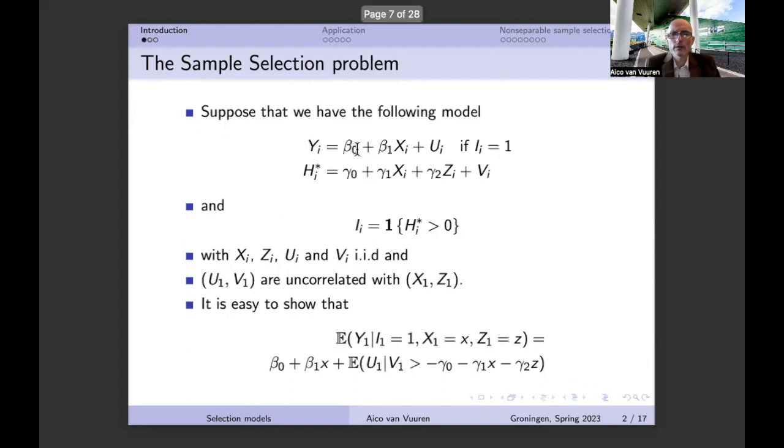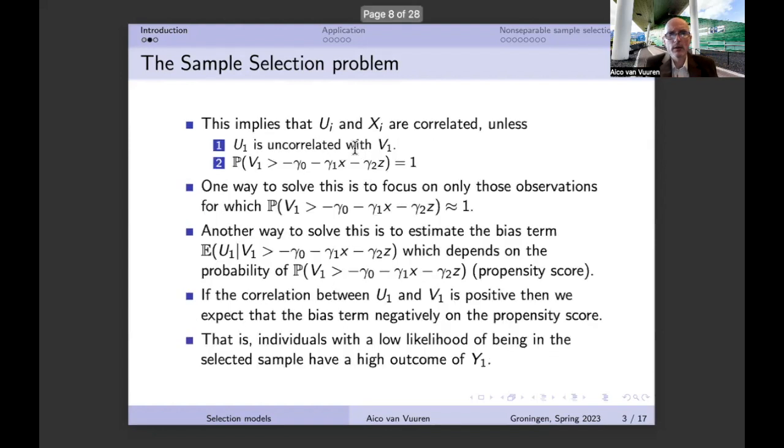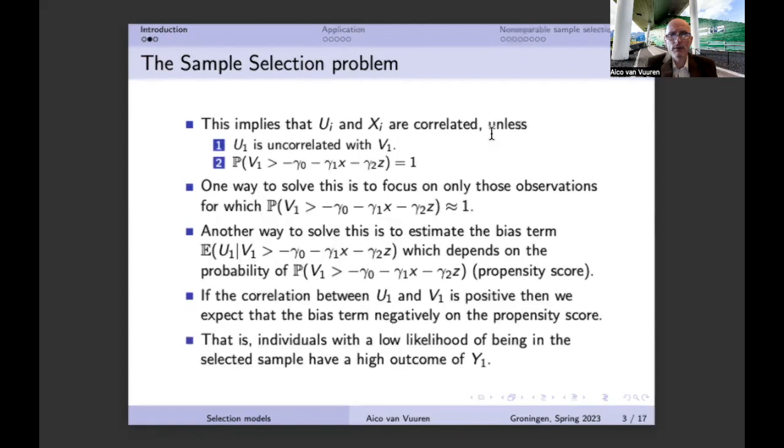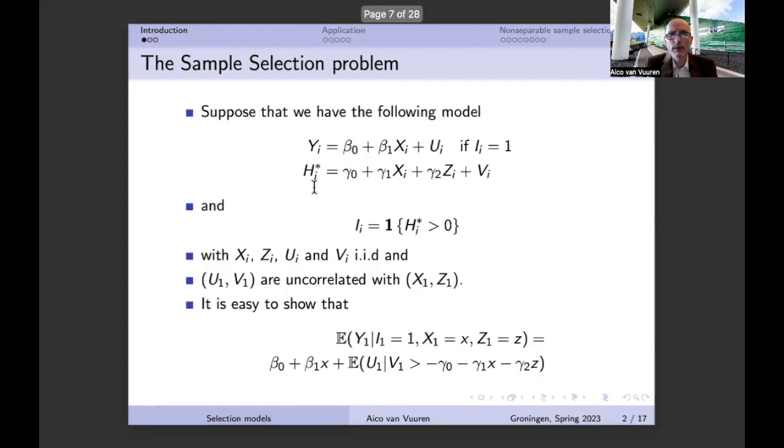However, there's also another situation in which ordinary least squares still works. And that is the situation in which the probability that phi1 is larger than minus gamma 0 minus gamma 1 times x minus gamma 2 times z, this, by the way, is usually called the propensity score. It's the probability that you actually participate, or at least the probability that I is equal to 1, because if phi1 is larger than this thing that we have over here, then also hi star is going to be positive.